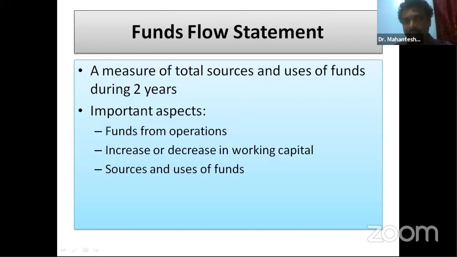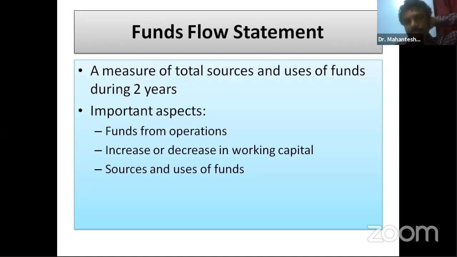How do we do funds flow analysis? Funds flow analysis is done with the help of preparing the funds flow statement. Simple as that. By preparing the funds flow statement, we can do the funds flow analysis. Now let us understand what this funds flow statement is. It is a measure of total sources and uses of funds during, or between, 2 financial years. A measure of total sources and applications of funds during or between 2 balance sheets.